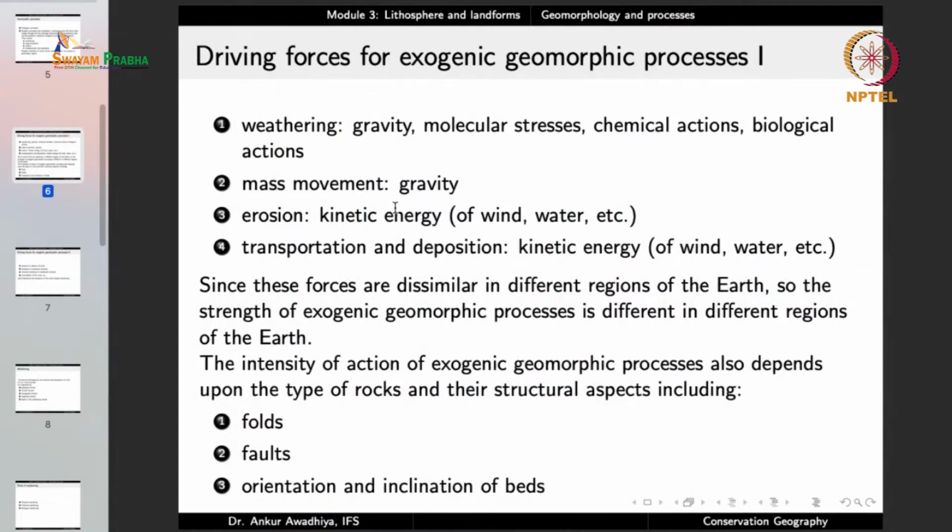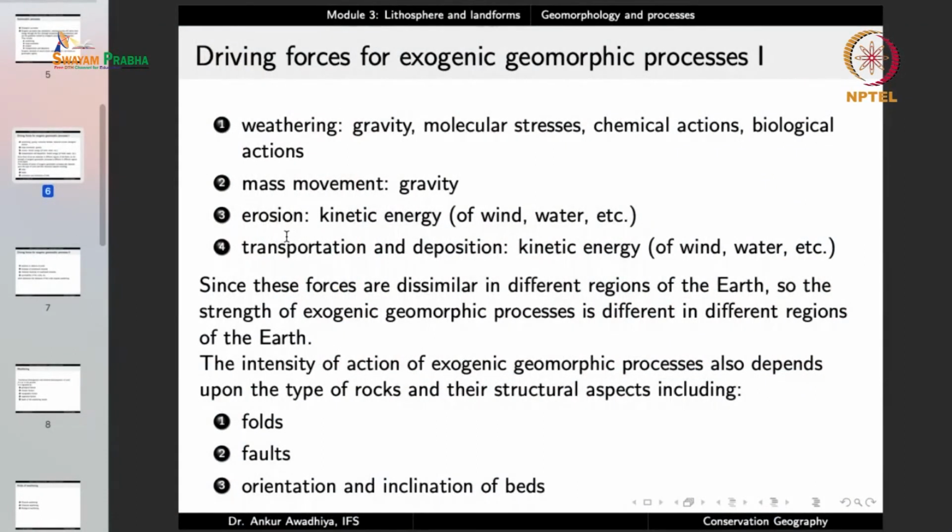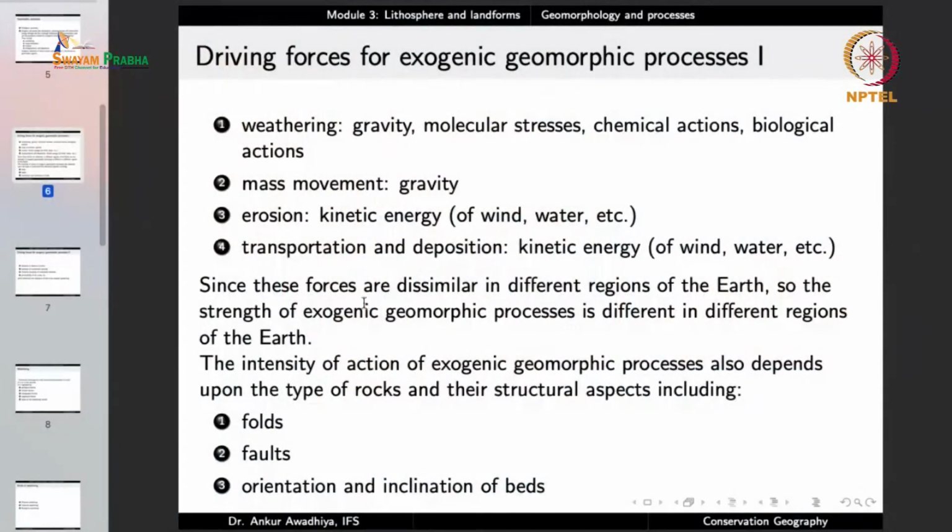In the case of mass movement, it is the movement of large size masses, primarily because of gravity. So gravity is the driving force for mass movements. For erosion, the driving force is kinetic energy of wind, water, and other such geomorphological agents. So if the wind is moving at a faster speed, or if the water is moving at a faster speed, then you will have more and more amount of erosion. So the kinetic energy in this case is playing the role of a driving force. In the case of transportation and deposition as well, the kinetic energy plays the role of a driving force.